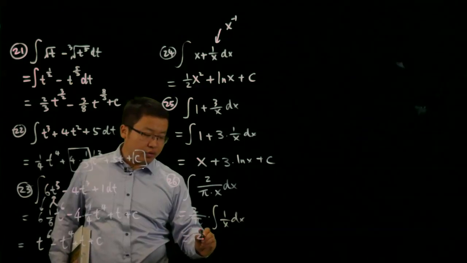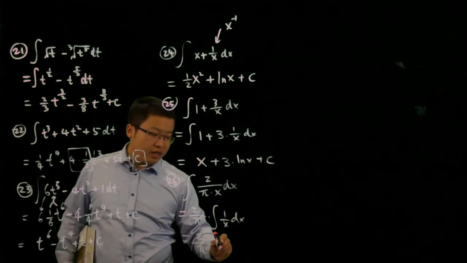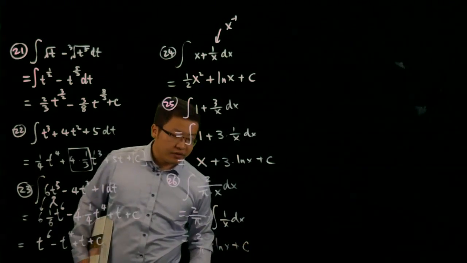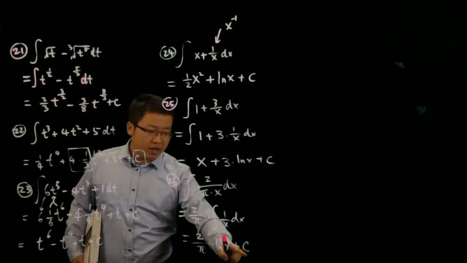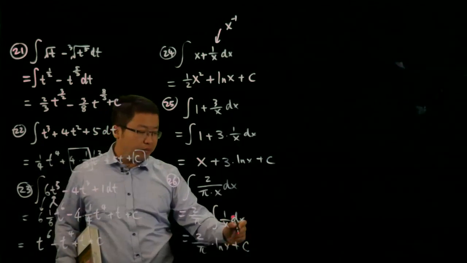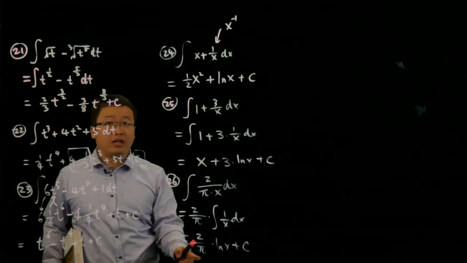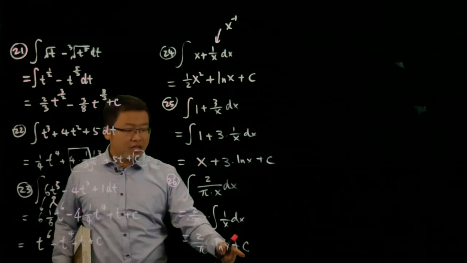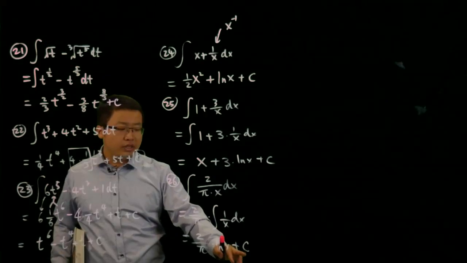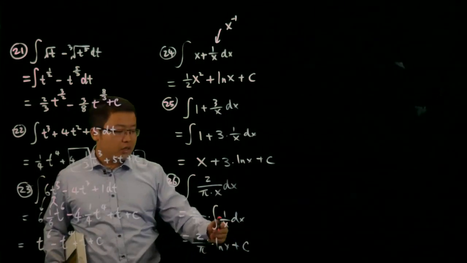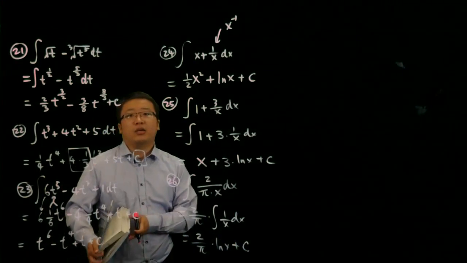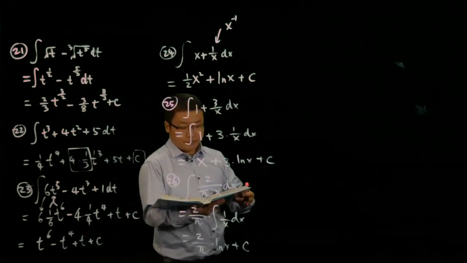And that will give you 2 over pi times the natural log of x, and always don't forget a plus c. It doesn't really matter how you put this plus c. If you put a parenthesis, you actually factor out a 2 over pi. But if you just add a c, it's the same thing because we're treating this as any kind of constant number. So with or without a parenthesis, it's going to be equivalent.